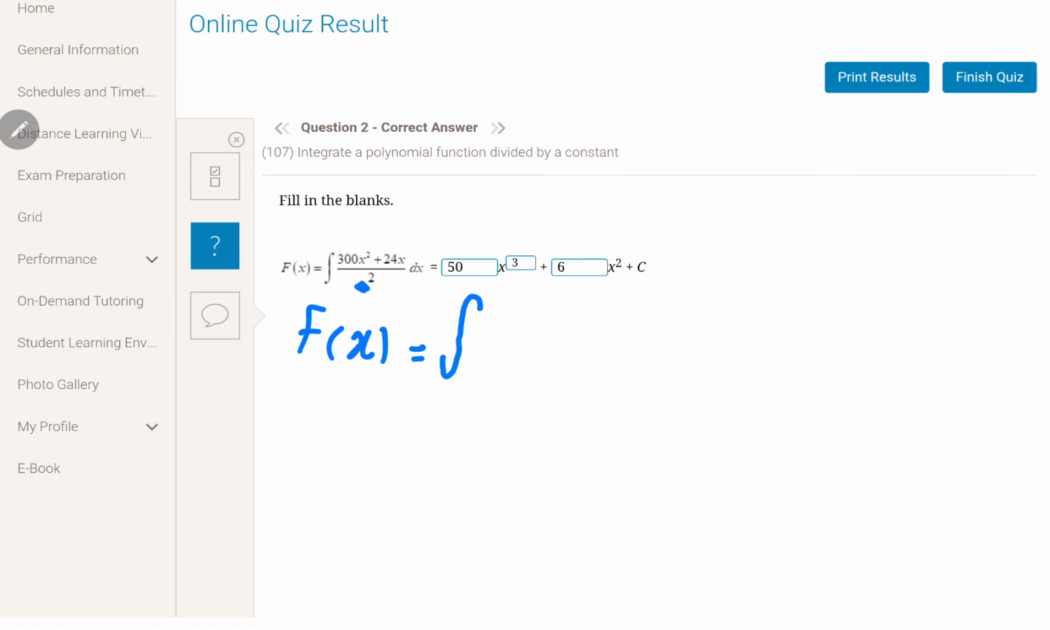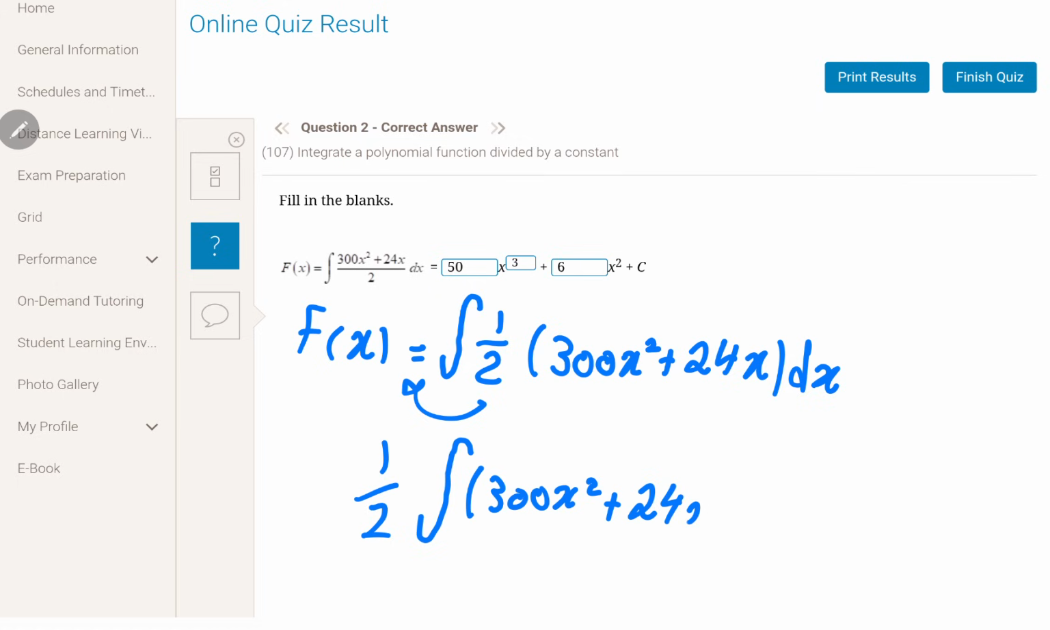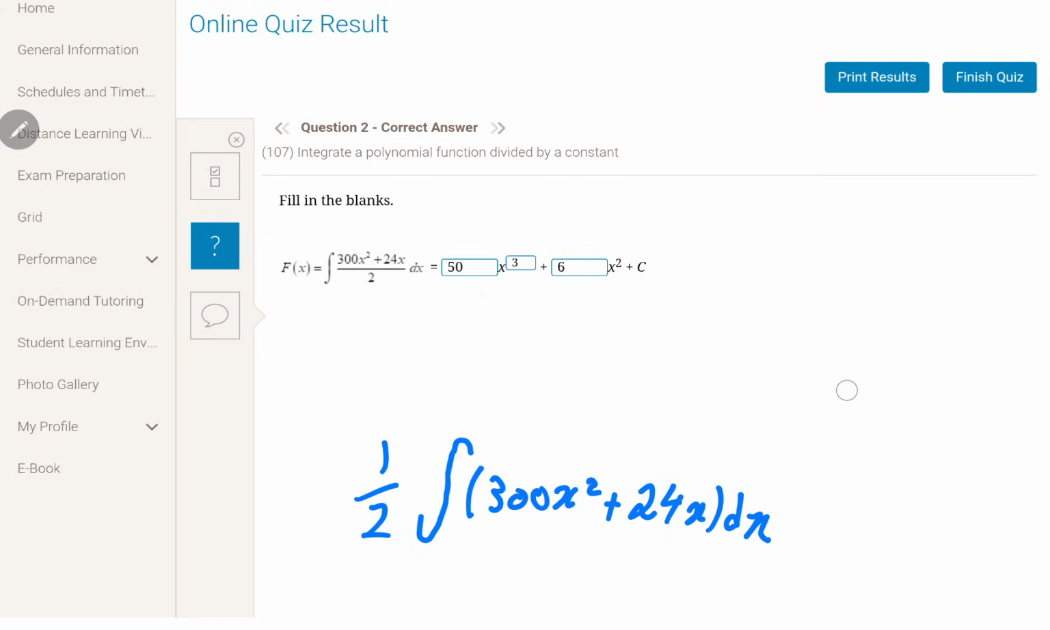Now if you notice here, I can take 1 over 2 out as a factor, right? I can take 1 over 2 into the integral of 300x squared plus 24x dx, right? Because this is all over 2. This is essentially just 1 over 2, because there's a 1 here that's multiplied by all of it. You can take 1 over 2 out: 1 over 2 integral of 300x squared plus 24x dx. Okay, now I'm going to erase it above because I don't need it anymore.